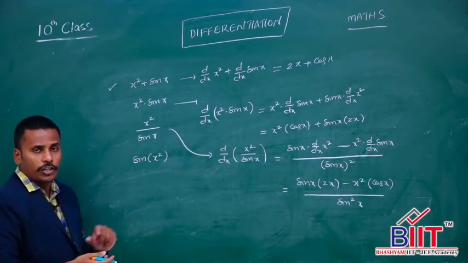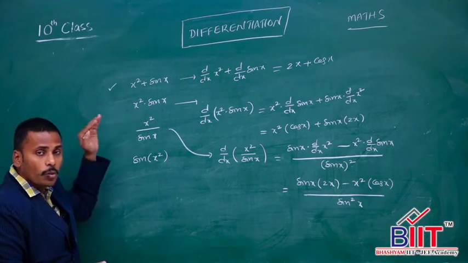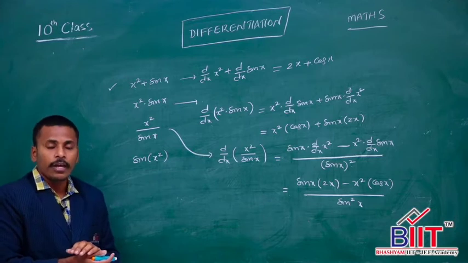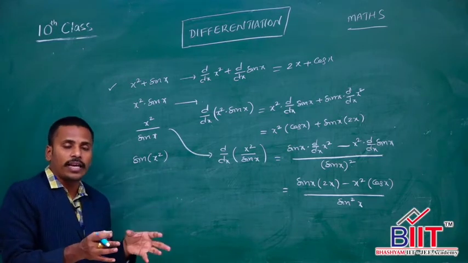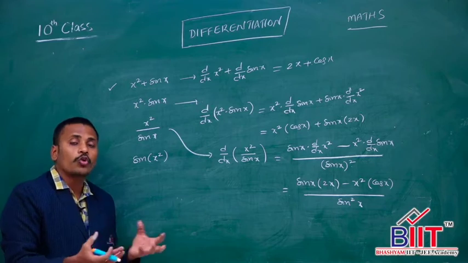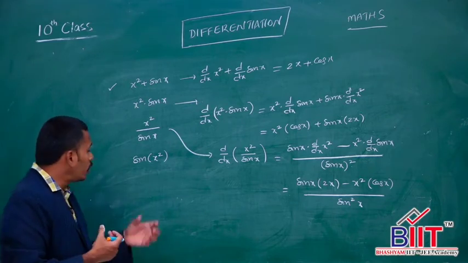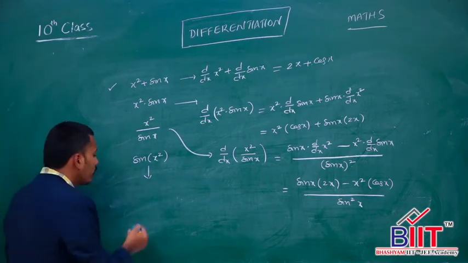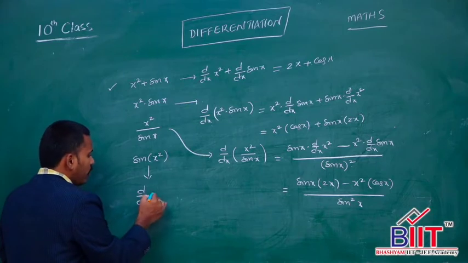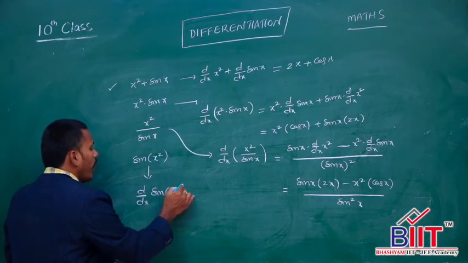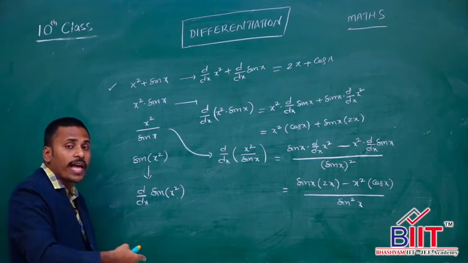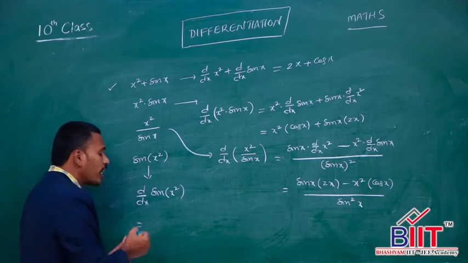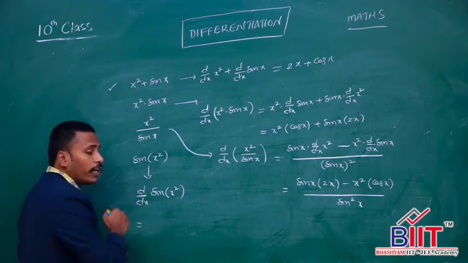Just observe all these functions: x square plus sin x, x square into sin x, x square by sin x, and this is sin of x square. If you have two basic functions, x square and sin x, you can add them, multiply them, divide them, and compose them. And what is the derivative of this sin of x square? Now here the chain rule arises. d by dx of sin of x square. x square is a function which is the input for sin. So, sin of x square. What the chain rule says is, first of all you need to write the derivative of this sin.